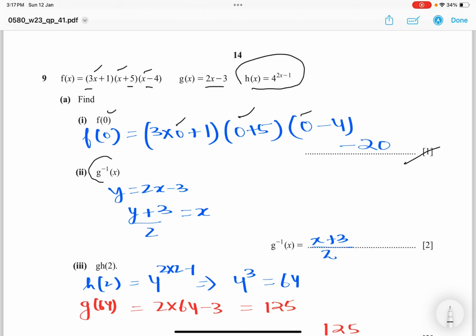We have to find g inverse of x. How can we do that? We will replace g(x) by y and now make x the subject. How can we make x the subject? This is negative 3. It will go there and become positive 3. 2 is in multiplication, it will go there and become in division. So x equals to this. Now replace x with y.